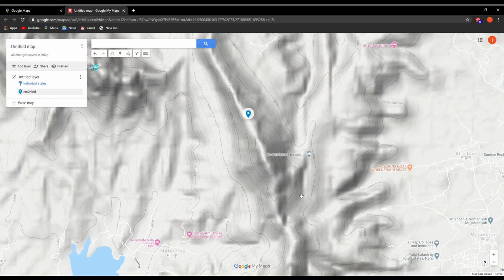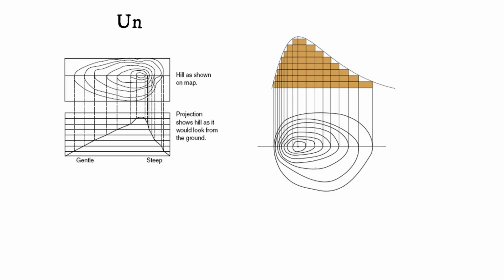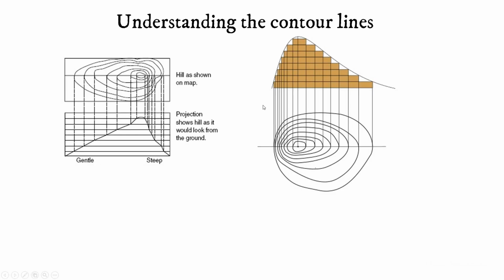The contour lines on the map join all the points which are at the same elevation from the mean sea level. Now let's have a look at how the contour lines on a map are interpreted. Imagine this to be a hill which has to be represented on a paper. So by projecting the edges of this hill on the paper, these contour lines have been plotted.